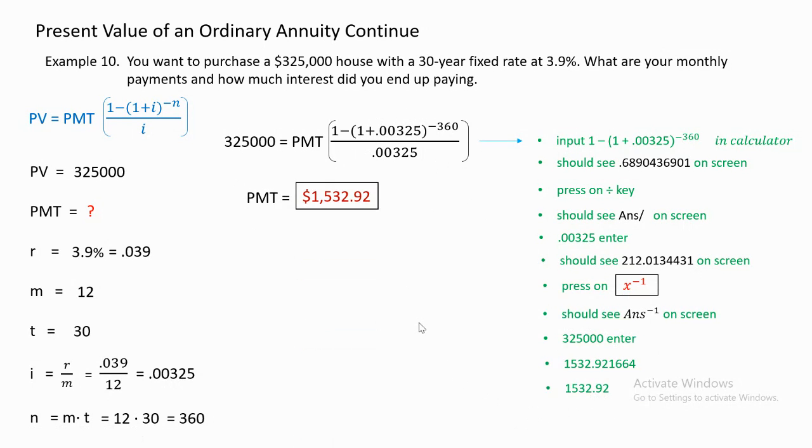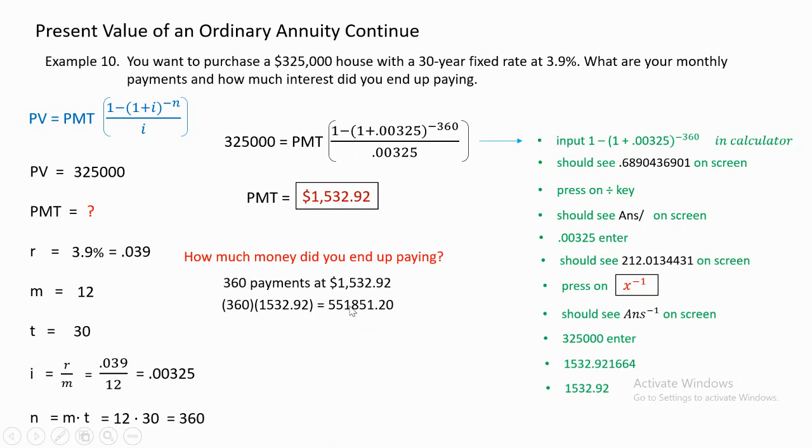So the next thing, guys, that's going to astonish you is how much you end up paying in reality. Remember, the house was $325,000. You make 360 payments at $1,532.92. So this is the amount you end up paying. Imagine, guys, you end up paying $551,851.20.